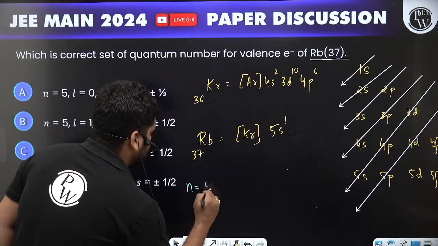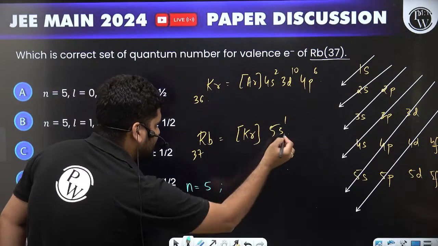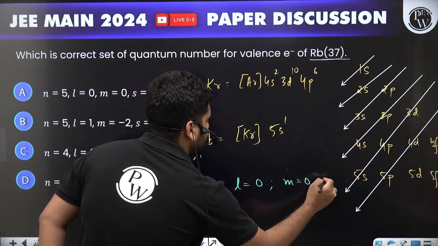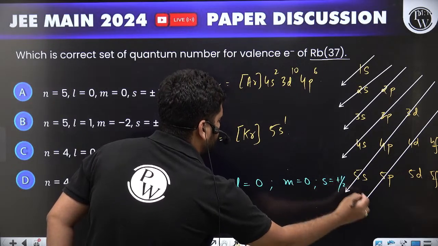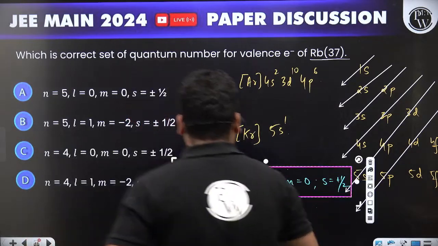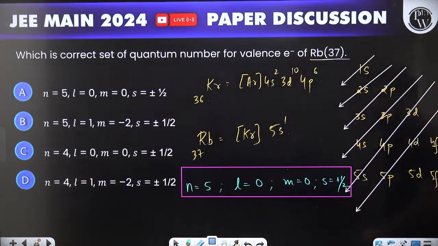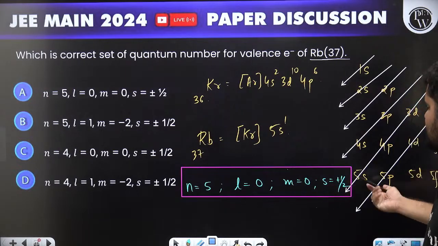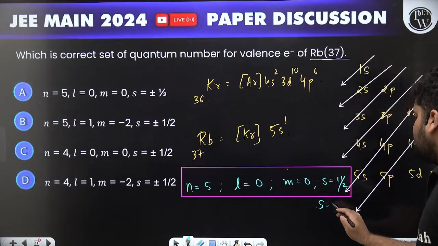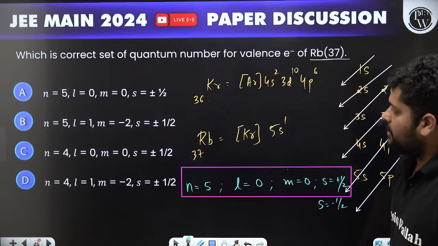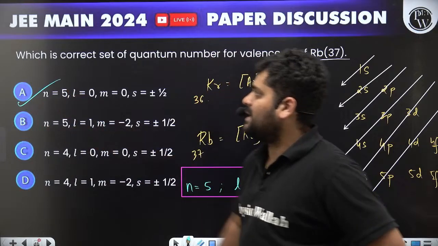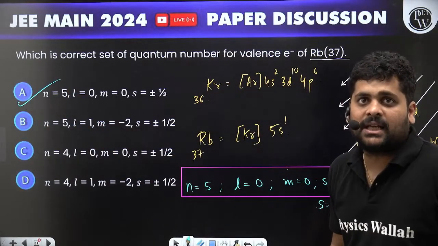So what is the principal quantum number over here? Principal quantum number is 5. Azimuthal quantum number, since it is s, is 0. Magnetic quantum number is 0. Spin quantum number can be either plus half or minus half. So this particular set should be present in your answer: n is equal to 5, l is equal to 0, m is equal to 0, s is equal to plus or minus half. 5, 0, 0, plus or minus half. We have only one such option over here. The correct answer for this is option A.